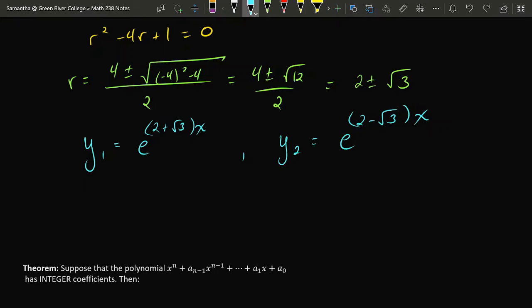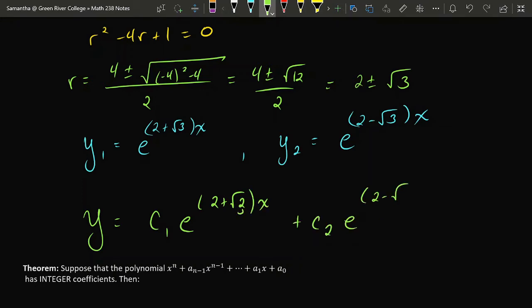Different r values, so we have linearly independent solutions, and therefore our general solution is C1 times solution number 1 plus C2 times solution number 2.